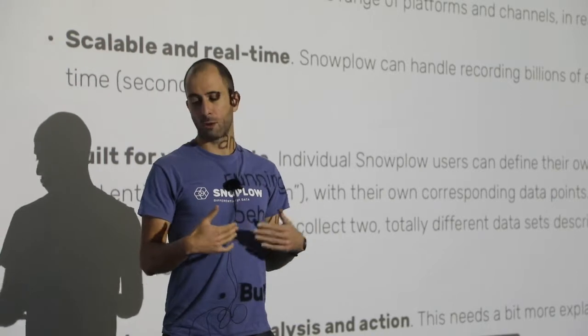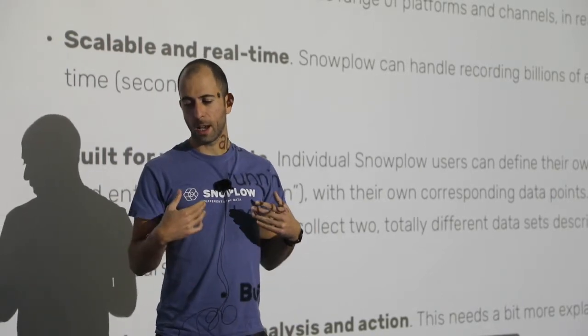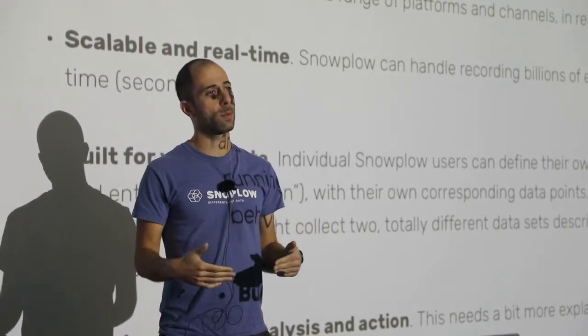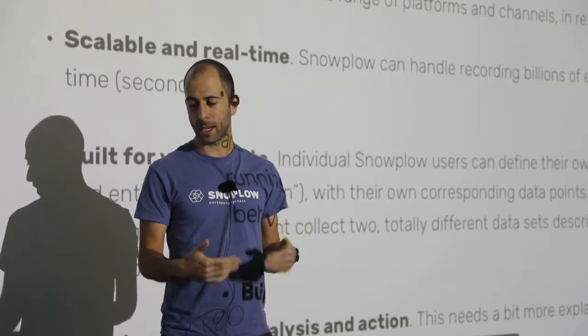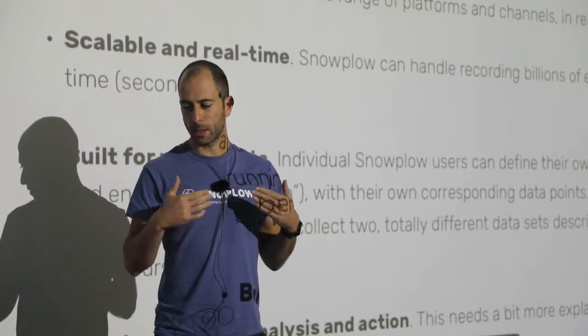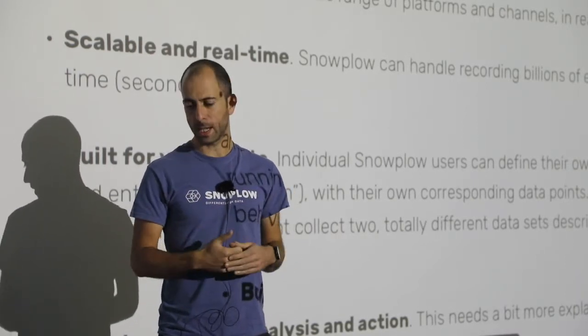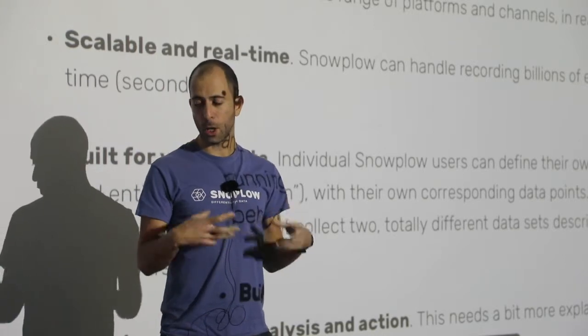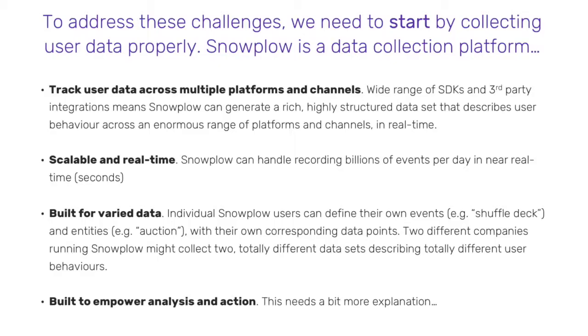So to start to address these challenges, we built a data collection platform with the motivation of doing data collection properly. We can't solve all these problems, but we can start to solve them by doing the data collection piece correctly. So Snowplow is a data collection platform, and the first thing it does is it lets you track your users across different platforms and channels. So yes, you've got to collect data from lots of different places, but the good news is you can use one technology platform to track data from a lot of those. Not all of those, but from many of those.